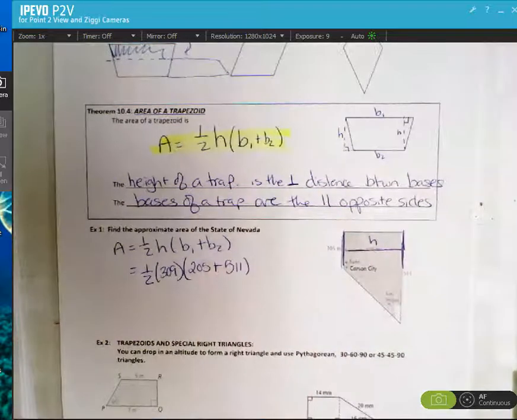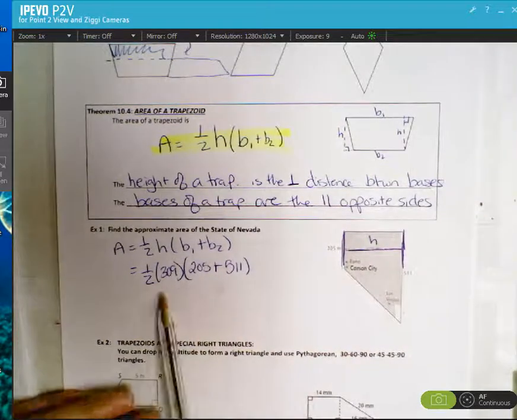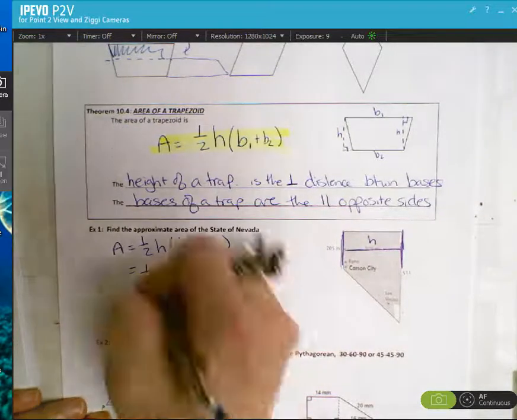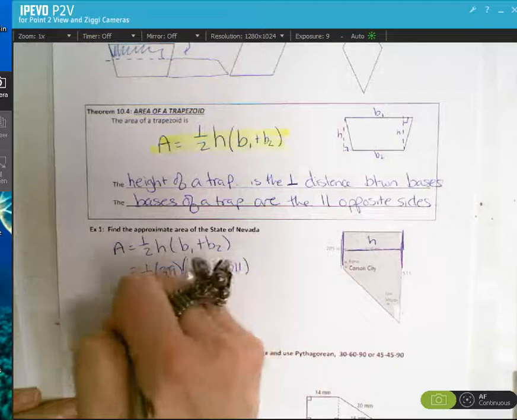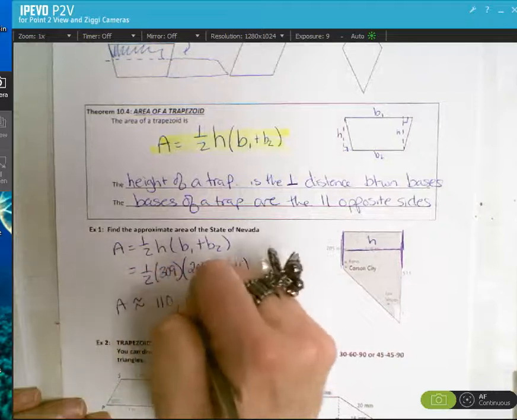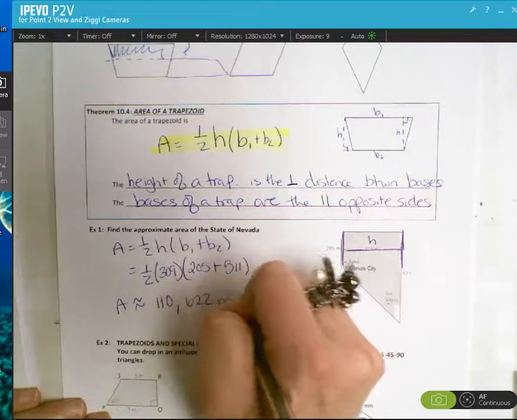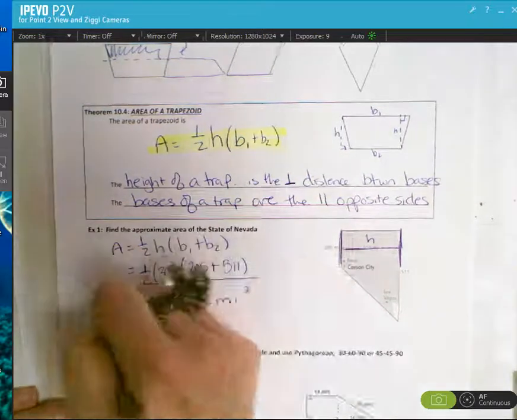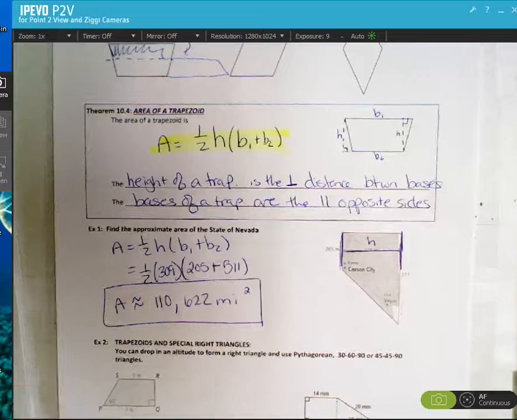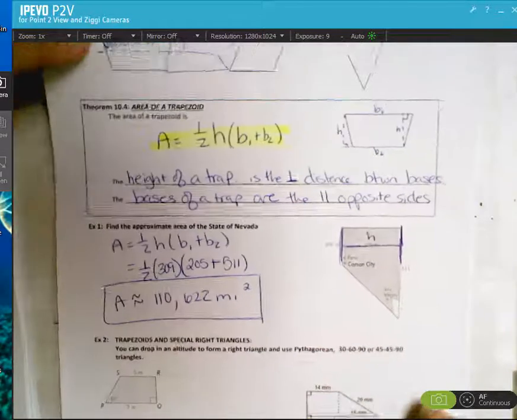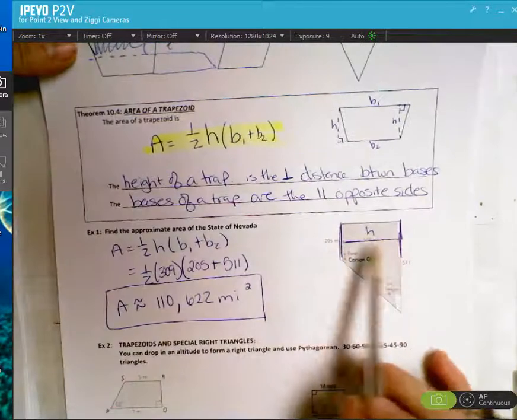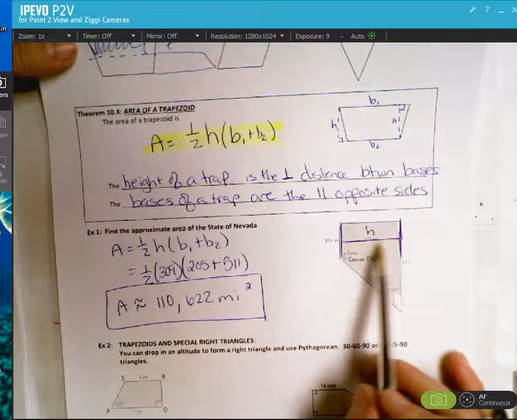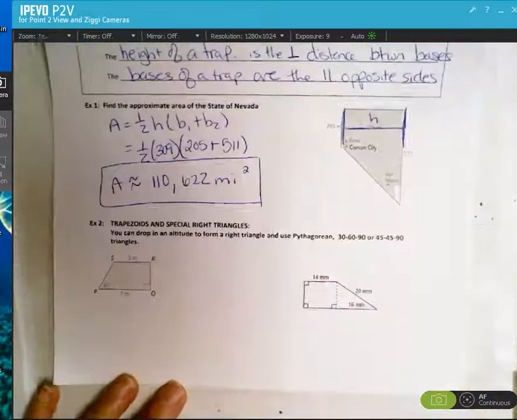511. So at that point, I can put that exactly like I see it into my calculator, and out spits an approximate area of 110,622 miles squared, because it's miles times miles, which is miles squared. So these aren't too bad. It's just a matter of making sure you remember your bases are your parallel sides, and your height is the perpendicular piece between those two sides.